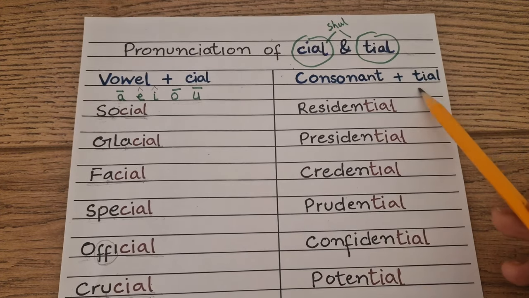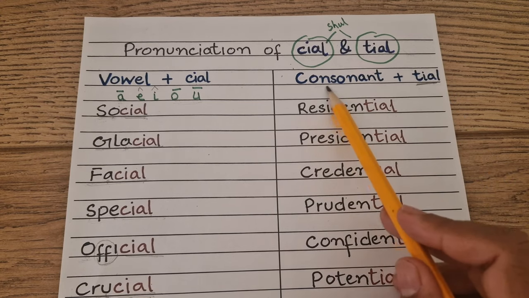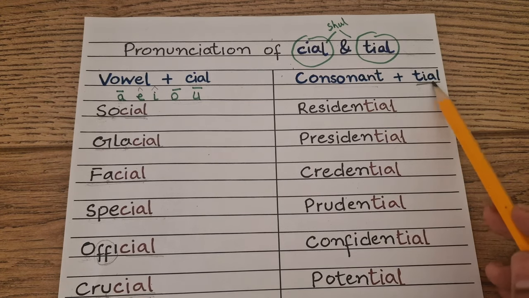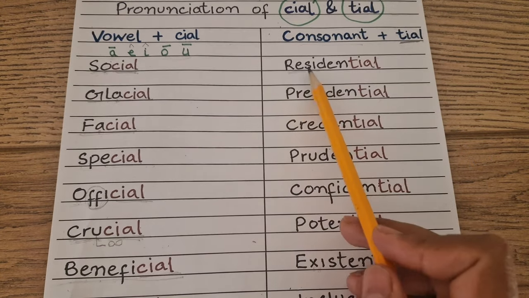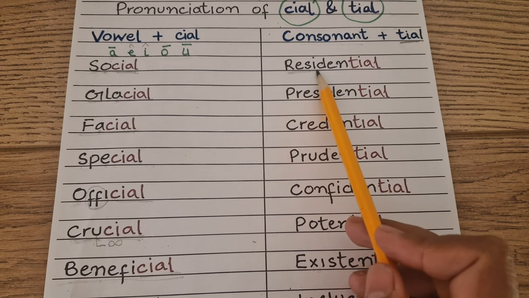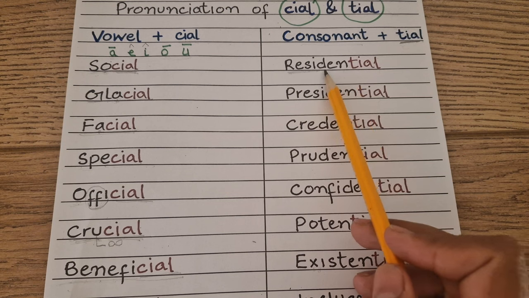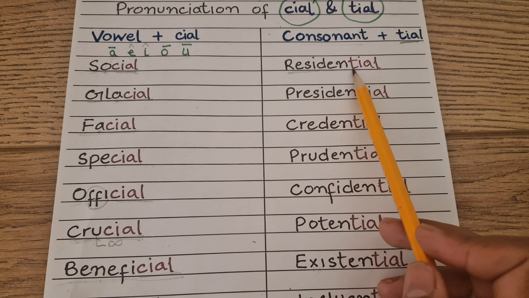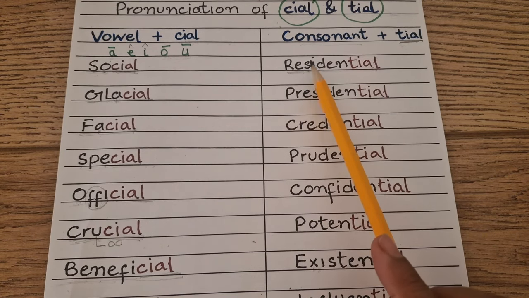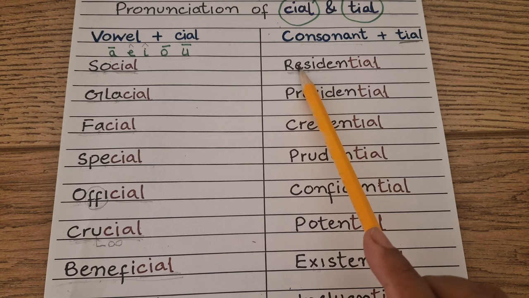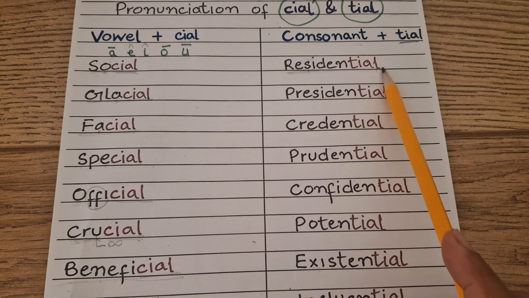In this case, if you hear the "shall" sound just after a consonant, then we will use T-I-A-L in a word. Now let's look at some examples with me. Residential. In this word, I am using the Z sound for the letter S because this letter S is between two vowels. So I will say Z, resi, residential.